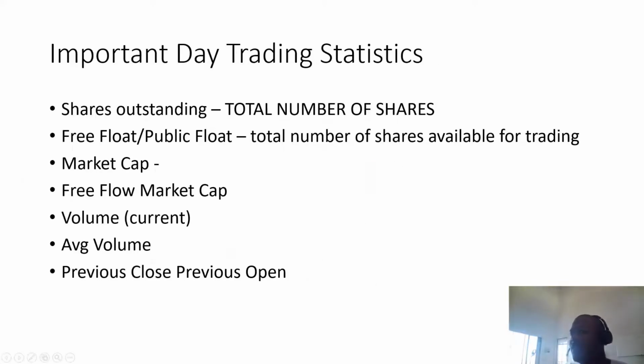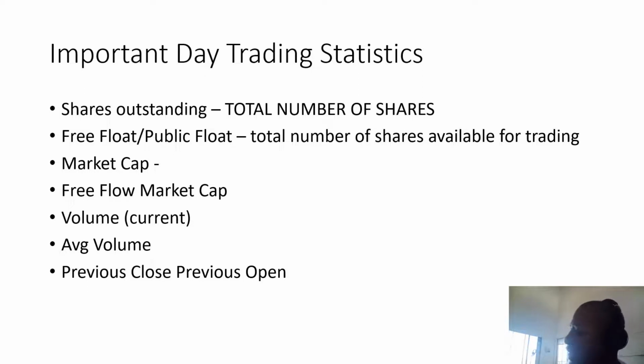Now, important day trading statistics, and this is some of what I look at, and I'll break down what these are. Shares outstanding is one, free float, and the public float is also the same thing, which is the total number of shares that are trading. Market cap, free float market cap, volume, average volume, and previous close and previous open. Those are just important statistics for me as a trader that I look for when I'm looking at a stock. So whenever you guys see alerts coming through, once I see the alert and I pull the trigger, these are what I'm looking at. And for you guys that are staying after, I'll walk you through the process on how I'm doing that. But that's typically what I'm looking at.